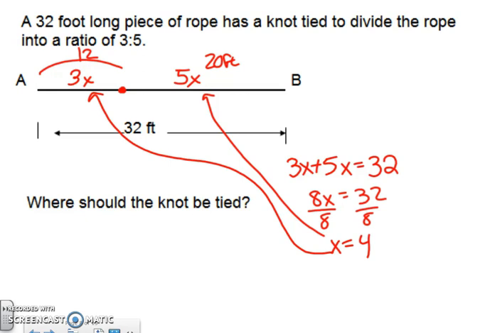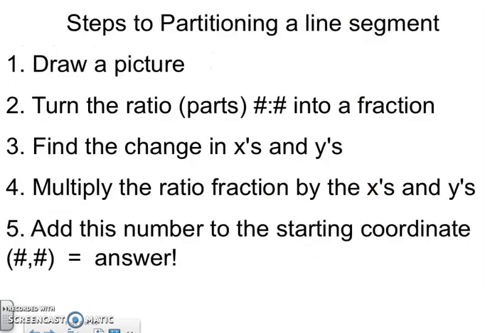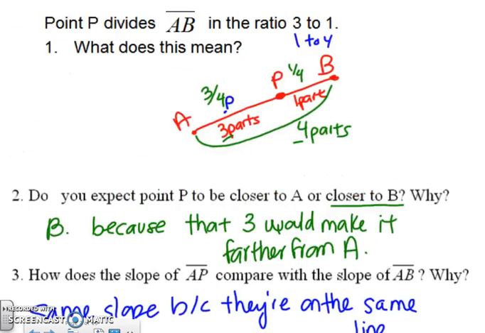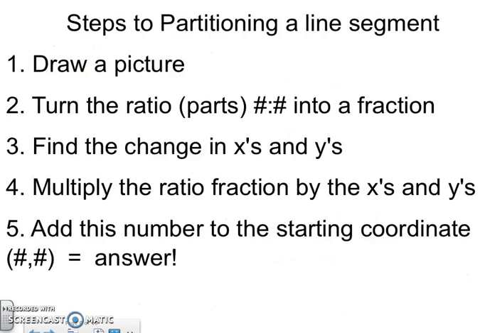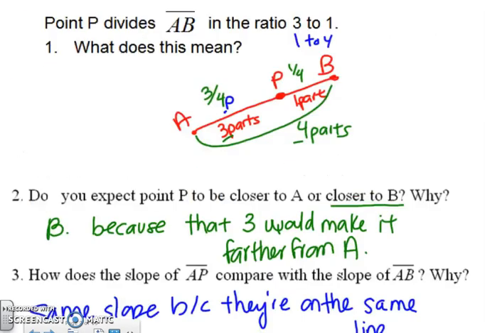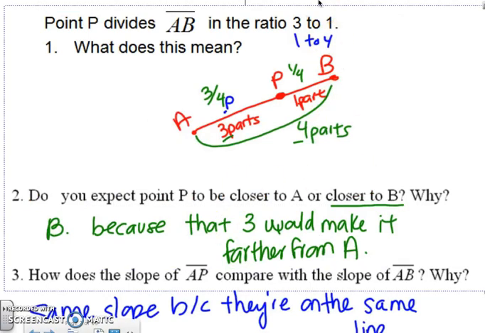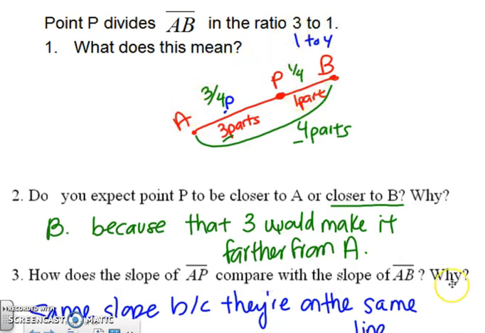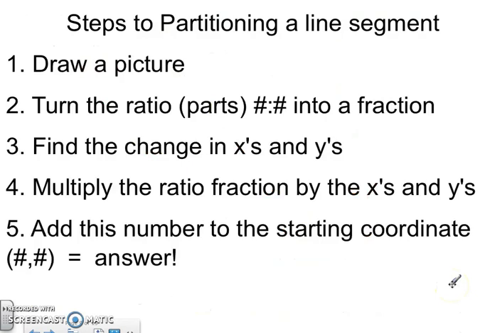So let's look at normal lines on a grid. So the steps to partitioning a line segment. It's a little bit lengthy, but once you get the hang of it, it's not bad, I promise. So first thing you need to do is draw a picture, okay? Draw any kind of a line segment like I just did. Then you need to turn the ratio, or the parts, into a fraction. So sometimes they'll give you a fraction and say, hey, this is 3/4 of the way, or they'll give you a ratio. You need fractions before you can do anything. So make sure you change them to fractions if they were not given to you.